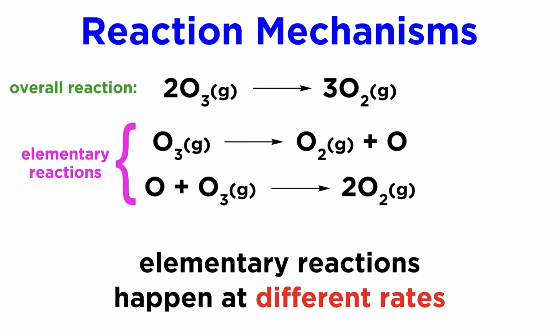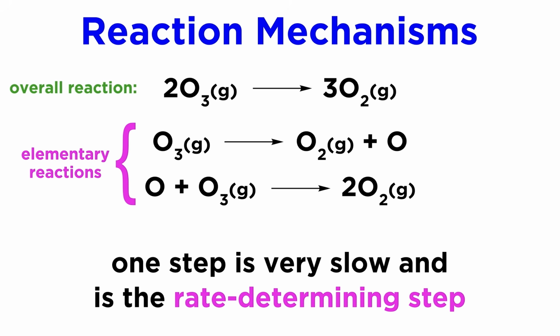We should also note that these elementary steps that make up the reaction mechanism will typically vary greatly in their rates, and there will usually be one elementary reaction that is the slowest by a significant factor. This is called the rate-determining step. This is the step that limits the rate at which the overall reaction can occur.